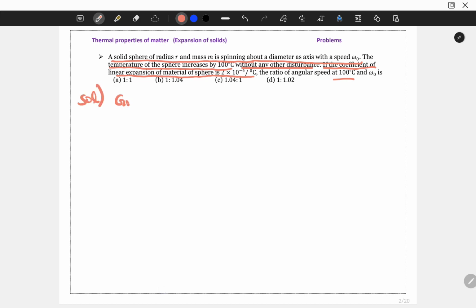Given: initial angular velocity is how much? Omega naught. So omega 1 equal to omega naught. Next, temperature is increased by 100 degree centigrade, so delta T is equal to 100 degree centigrade. Without any disturbance means what here? So net torque equal to what? 0. And coefficient of linear expansion alpha is given. Alpha is equal to 2 into 10 power minus 4 per degree centigrade. That is given to us.